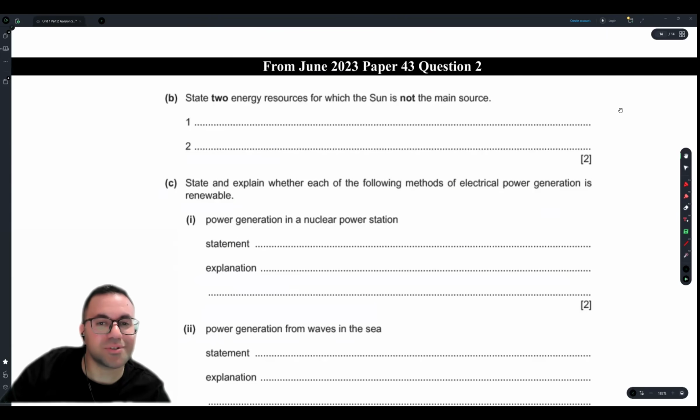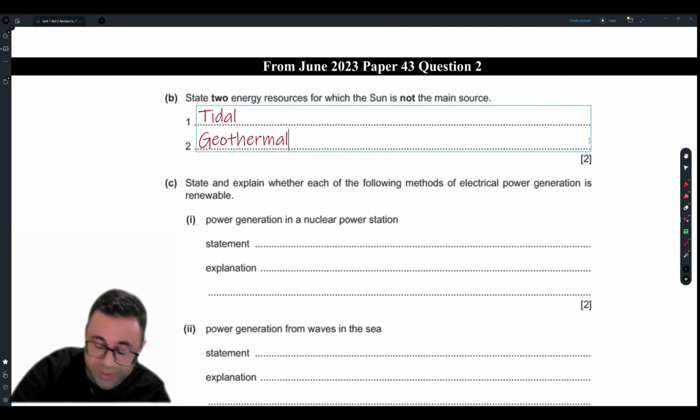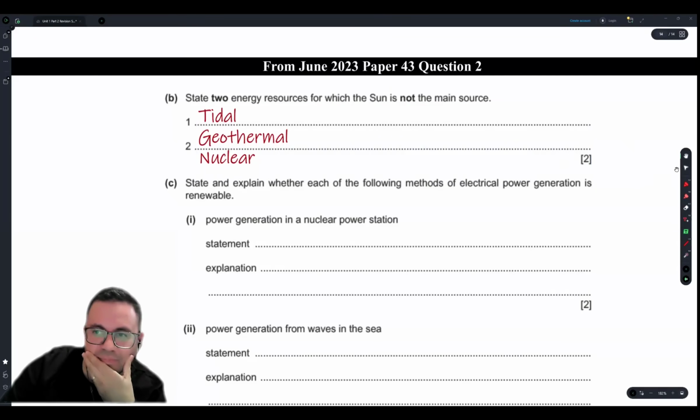State two energy resources for which the sun is not the main source. So three things. We just mentioned tidal earlier. So tidal is not from the sun. Geothermal isn't from the sun. And just for the heck of it, nuclear as well. Only write two. I'm writing all three so that we revise, okay?